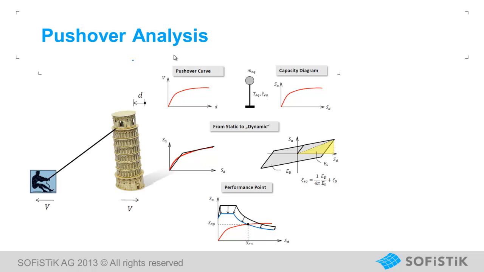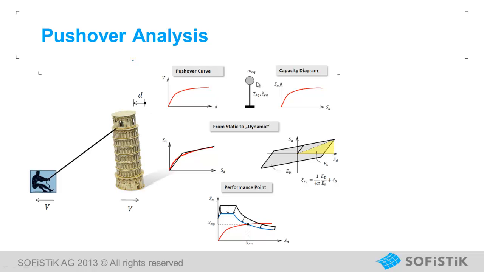Pushover analysis is a static nonlinear procedure where the magnitude of the structural loading is incrementally increased by a certain predefined pattern. Then the so-called pushover curve is obtained, which represents the force displacement diagram of our multi-degree of freedom system under the load pattern. Usually we choose the base shear force and the roof displacement as characteristic values for this diagram.